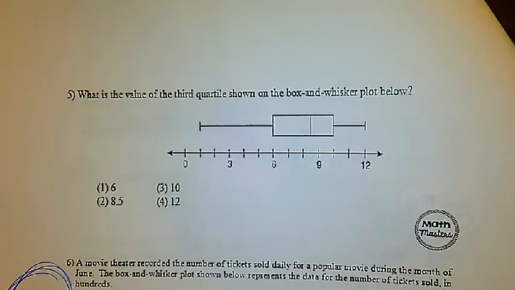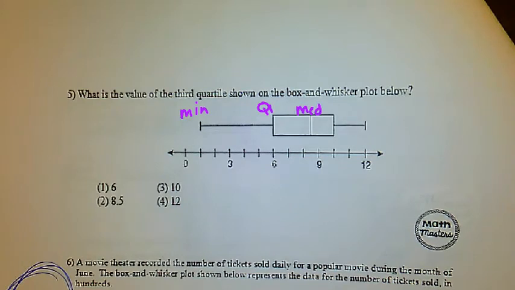Alright, and then lastly, this one should take 2 seconds. We want to know the value of the third quartile on this box and whisker plot. So again, remember: min, Q1, median, Q3, max. So the answer is choice 3, which is 10.